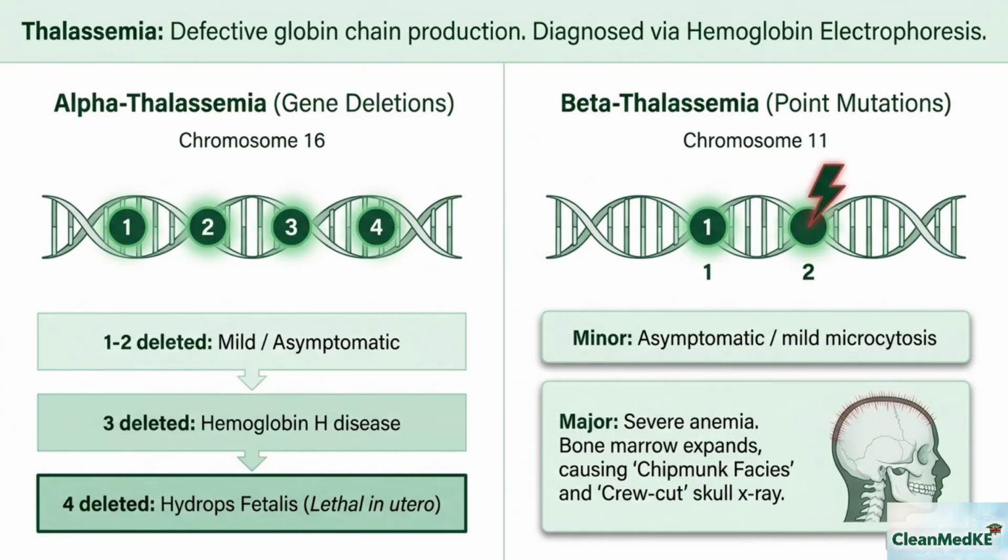Thalassemia involves defective globin chain production. Alpha thalassemia involves gene deletions on chromosome 16. Having all 4 genes deleted results in hydrops fetalis, which is lethal in utero. Beta thalassemia involves point mutations on chromosome 11. In beta major, the bone marrow expands so much to compensate that it can cause chipmunk facies and a crew cut appearance on skull x-rays.